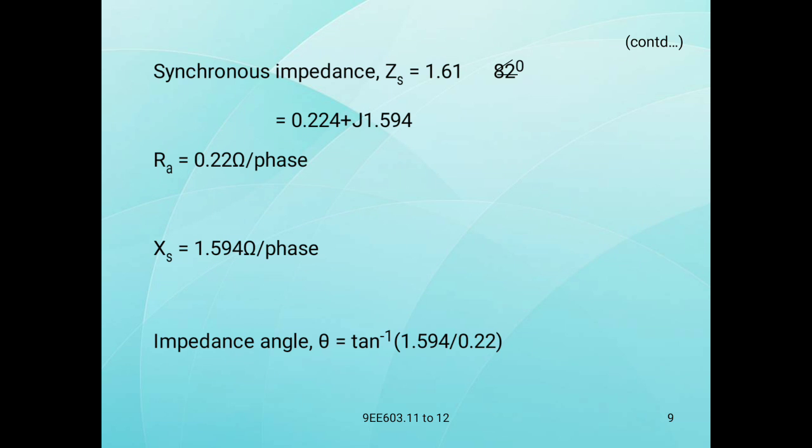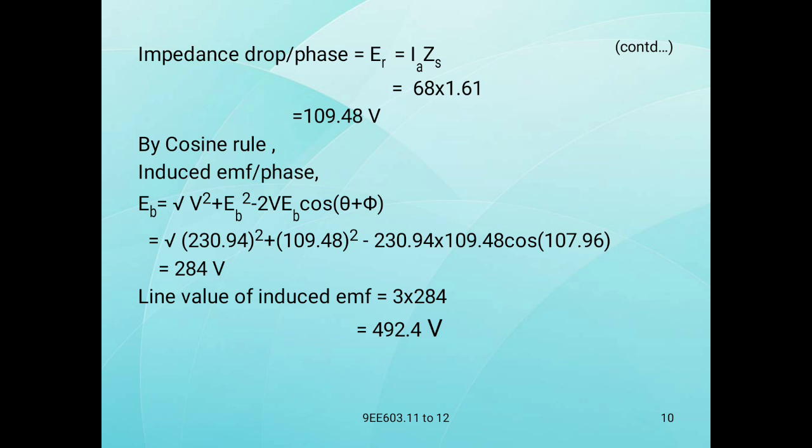So the impedance angle theta is equal to tan inverse of 1.594 by 0.22, that is 82.12 degrees. The impedance voltage drop ER is equal to Ia Zs, 68 into 1.61, that is 109.48.